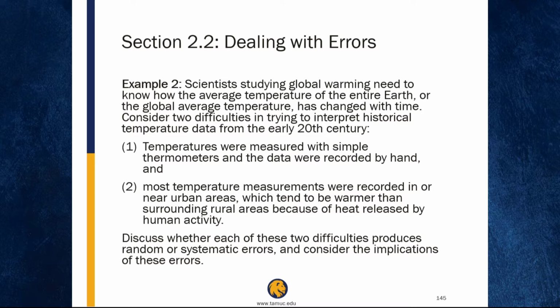So with that in mind, we're going to talk about whether each of these two difficulties produces random or systematic errors, and consider what the implications would be to these errors. How could we deal with it? Is there any way to deal with it? Does the data have to be tossed out, or can we make some appropriate adjustments to it?